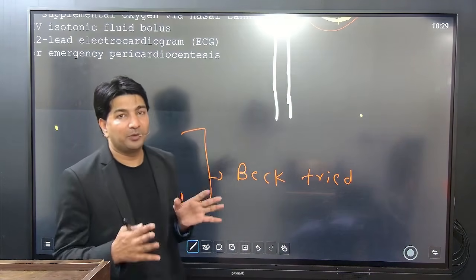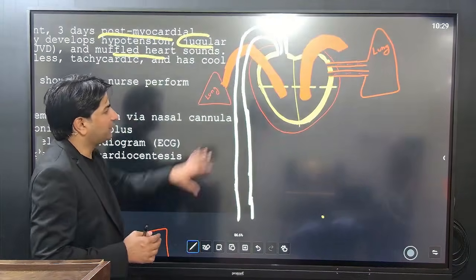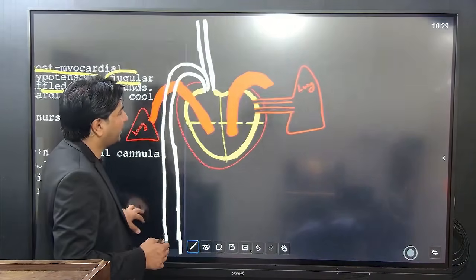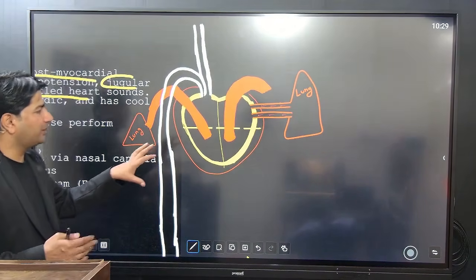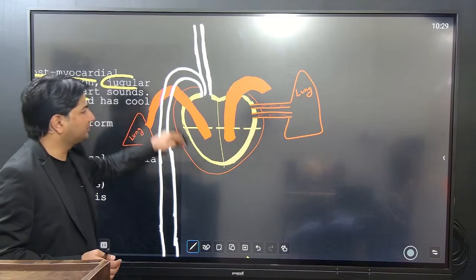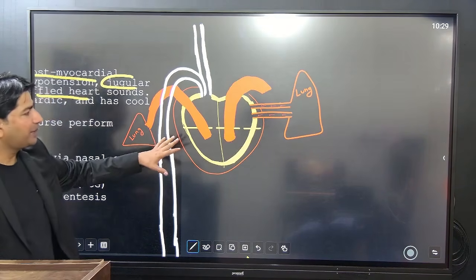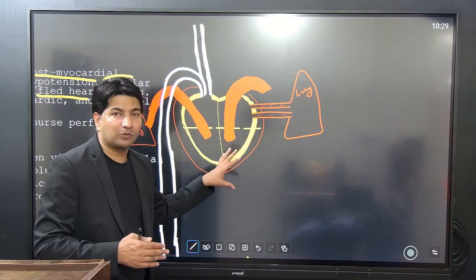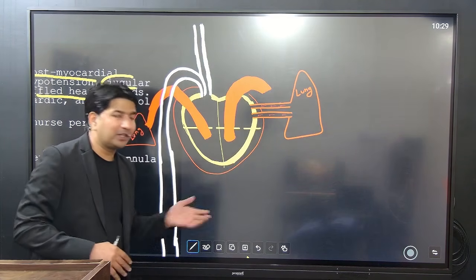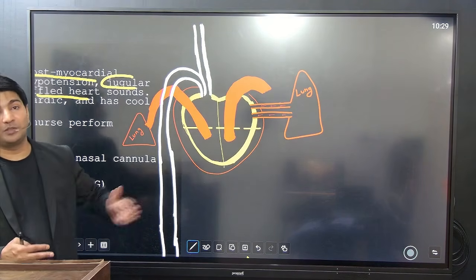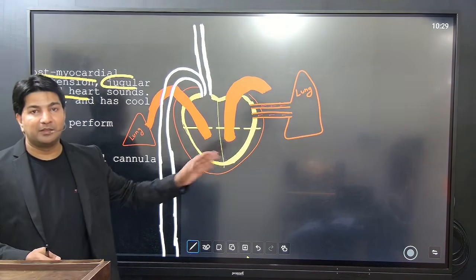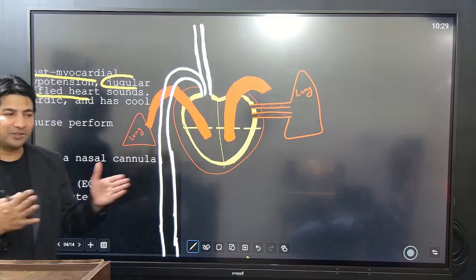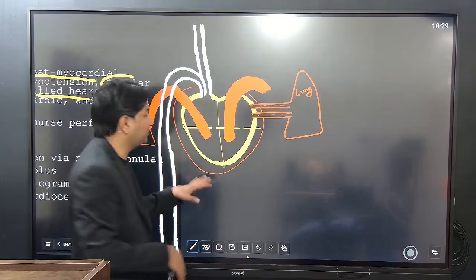Why does that happen? It's because the covering around the heart, called the pericardium or the pericardial space, fills up with blood or fluid. This creates a barrier between where the sound is generated in the heart and where we're listening from. Because of this barrier, it sounds like the heartbeats are coming from a great distance. That's what we mean by muffled. The sound is dull and lacks clarity or sharpness.